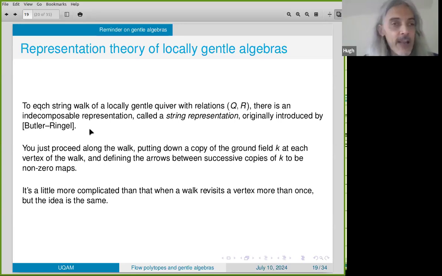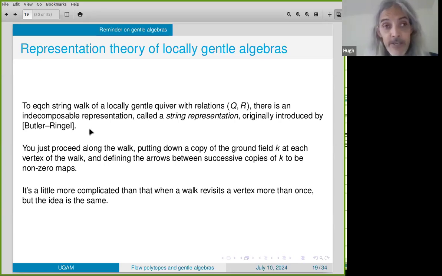And the point is that the different copies of K that you're putting down just don't interact with each other. Anyway, the point is we get this beautiful class of indecomposable representations for our algebra.